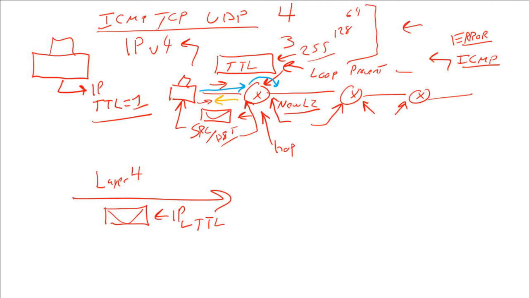So the way that Traceroute works is we send out a packet with the TTL of 1, and we discover the first hop. Then we set a TTL of 2, and we discover the next hop. Then we set a TTL of 3, and we get the next hop. Does that make sense?